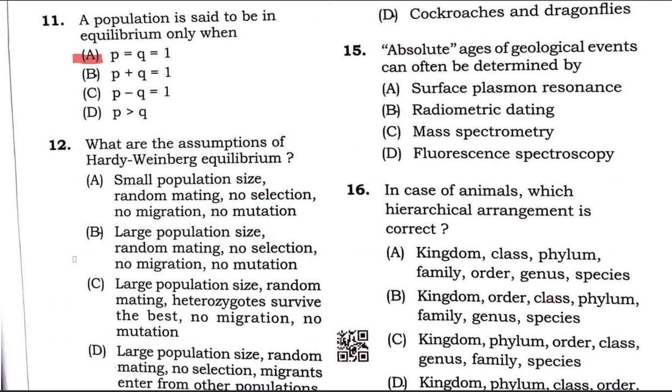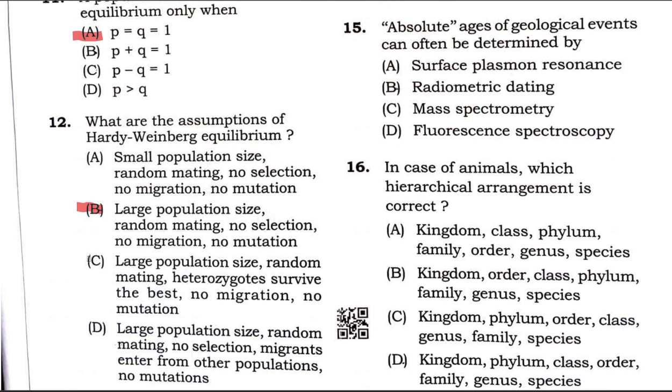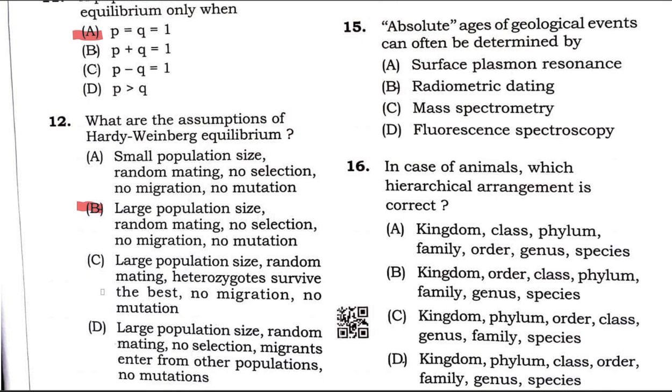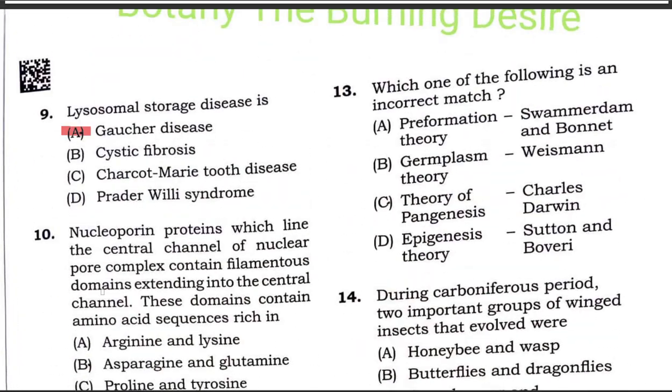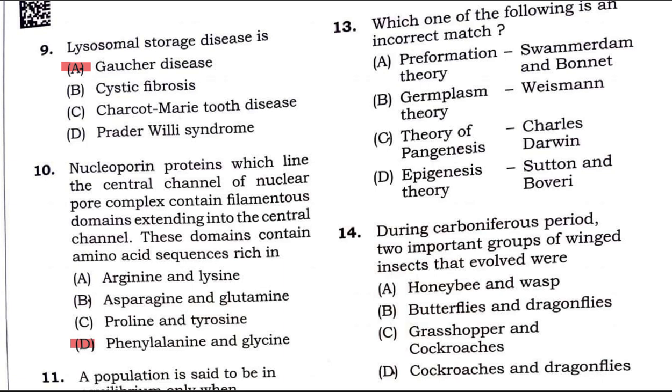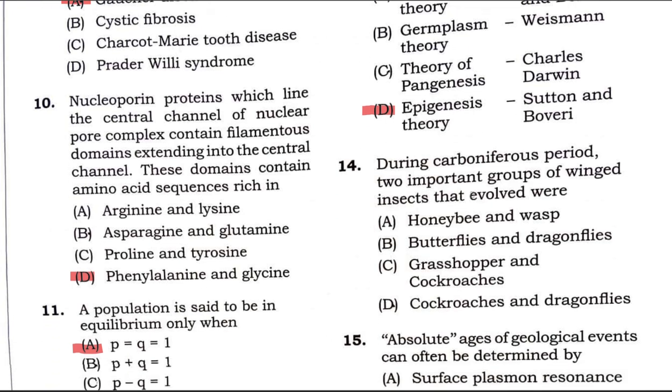Then what are the assumptions of Hardy-Weinberg principle for equilibrium? The Hardy-Weinberg principle says that a large random mating population remains in equilibrium when there is no selection, no migration, no mutation. So B is the right answer for this one. Question number 13, which one of the following is an incorrect match? Of course, the epigenesis theory was first given by Aristotle, then Caspar Friedrich Wolff, not by Sutton and Boveri.